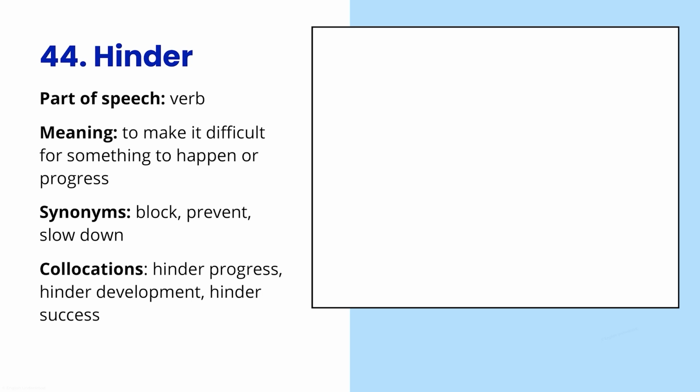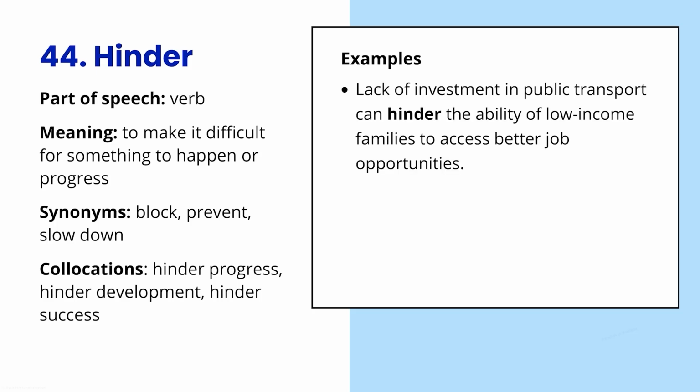It makes it difficult for progress to happen, makes it difficult for success to happen. Lack of investment in public transport can hinder the ability of low-income families to access better job opportunities. So that means if there's not enough money going into public transport, well, this is going to make it difficult for low-income families to get access to those better job opportunities.